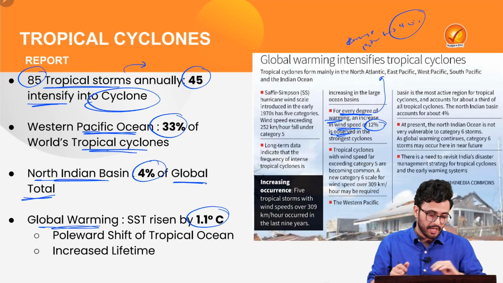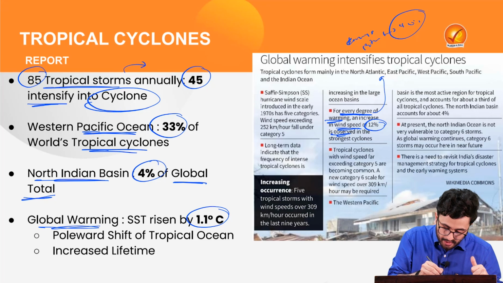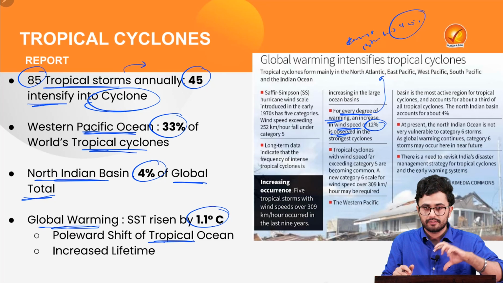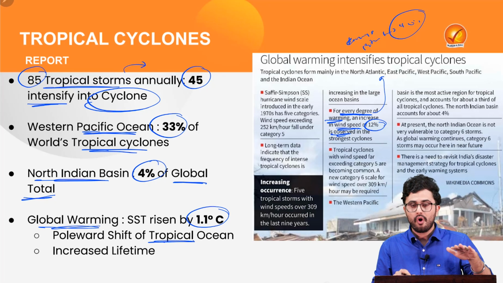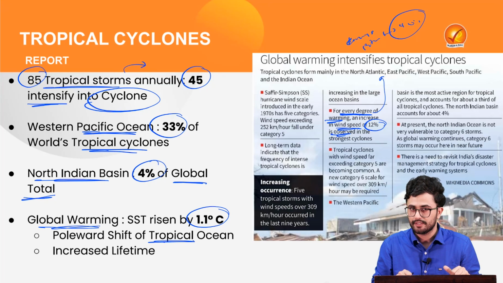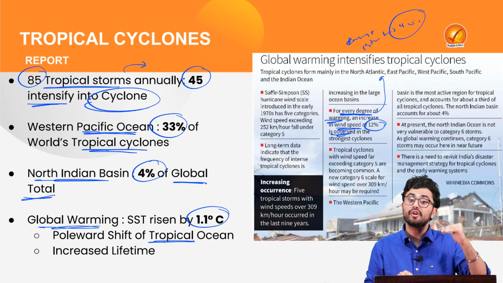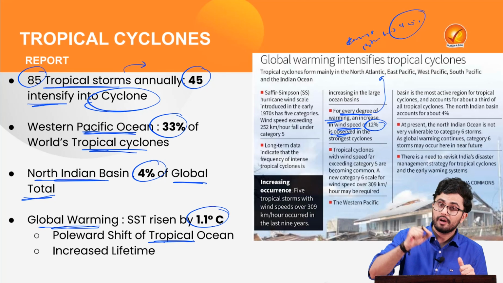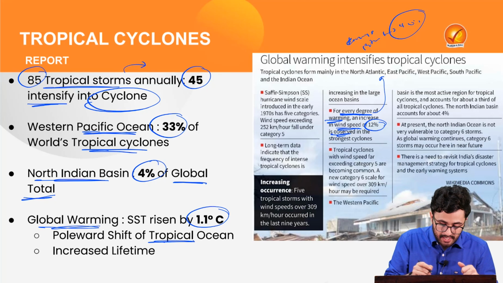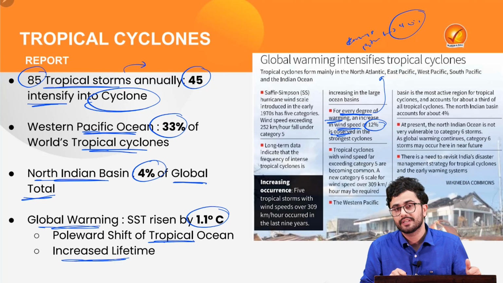At the same time, we are also observing the poleward shift of tropical cyclones because the sea surface temperature is rising. Thus, adequate conditions are also prevailing in the colder waters where tropical cyclones did not used to occur earlier. At the same time, the tropical cyclone's lifetime has been significantly increased as well.